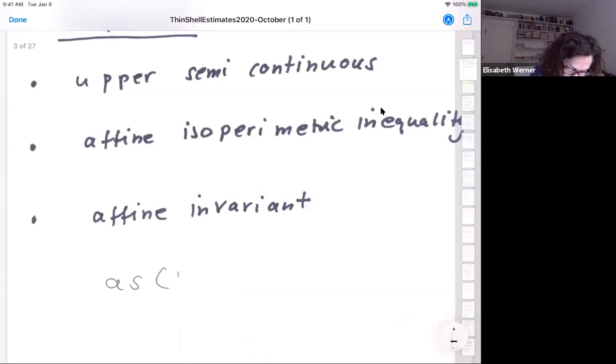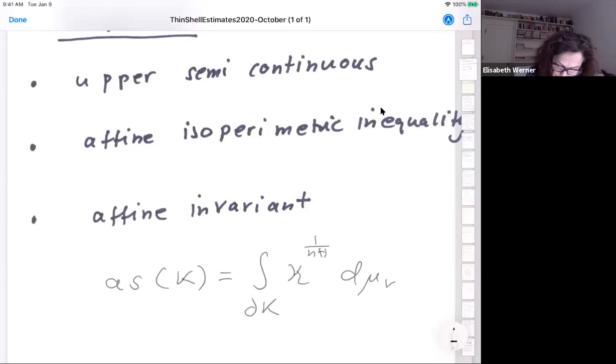So the affine surface area of K is the integral over the boundary of K of the Gauss curvature to the power 1 over n plus 1, d mu K. It's this integral. And if we look at this expression, there is no reason to believe that it should be an affine invariant. Why on earth should this be an affine invariant?